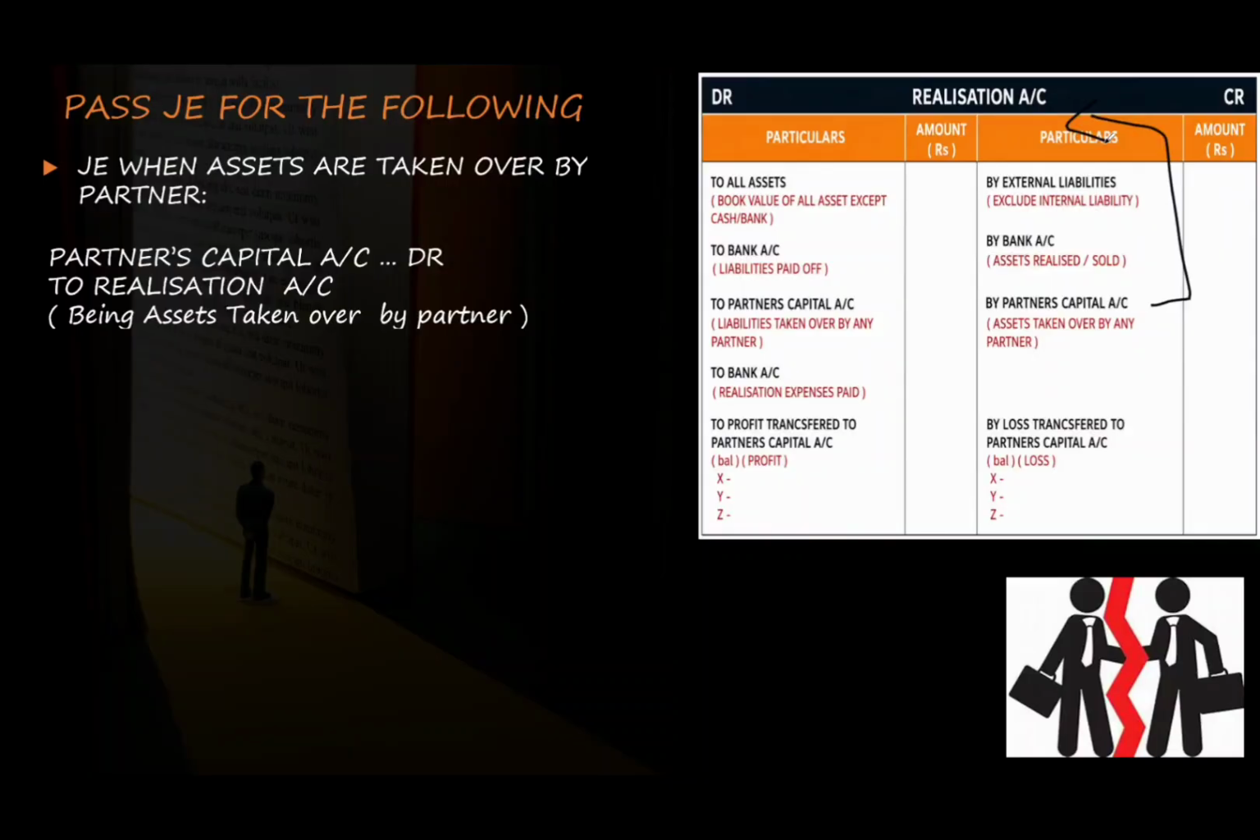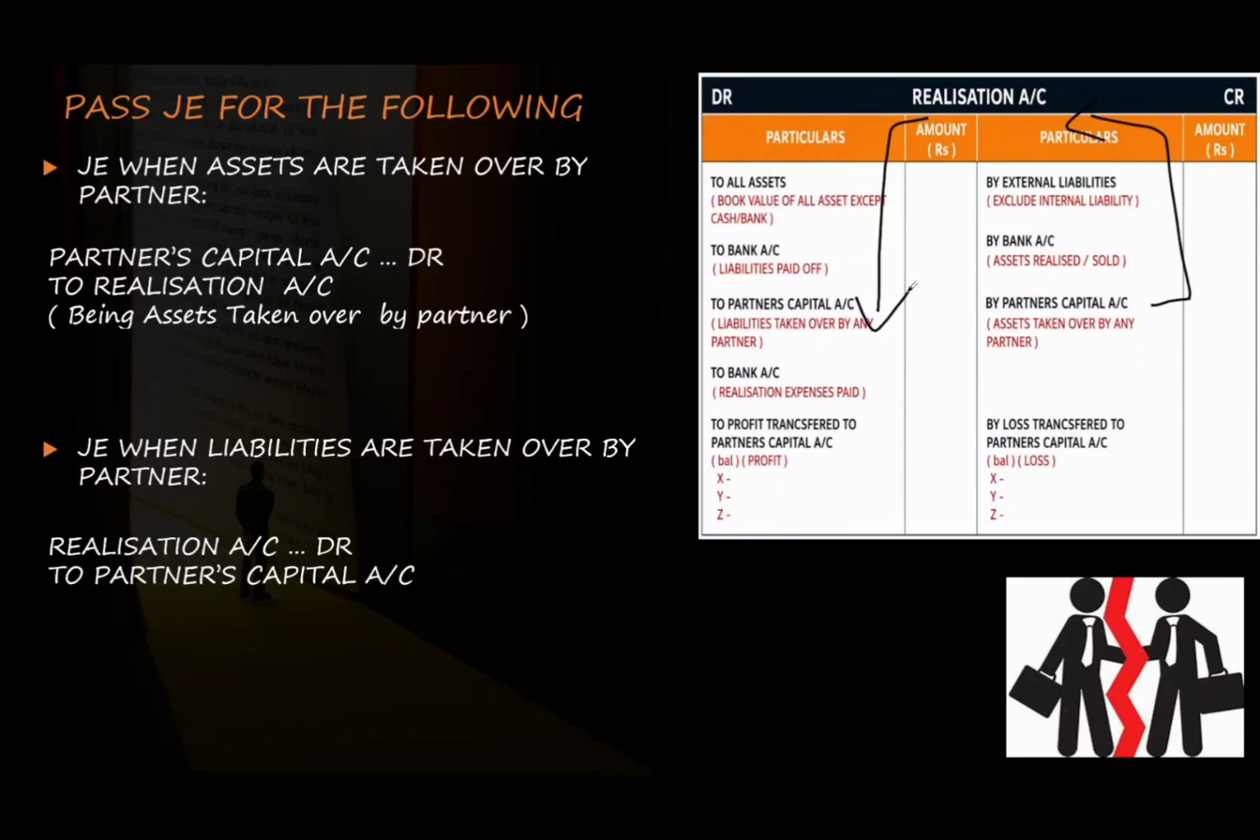The next entry will be when the liabilities are taken over by the partner. So when the liabilities are taken over, the entry is made on the debit side. It is realization account debit to the partner's capital account, being liabilities taken over. So this is the journal entry for when the liabilities are taken over by the partner.